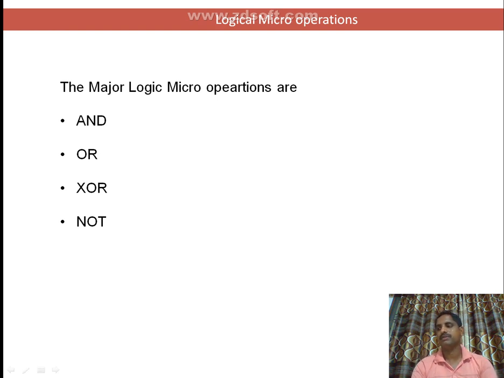And the logical operations can be executed on the individual bits of a particular register. The major logic operations are AND, OR, exclusive OR, and NOT. We have to assign different types of operations, and special symbols will be adopted for the micro operations, that is OR, exclusive OR, NOT, the complement, and the symbols for AND and OR that we can use in logical micro operations.